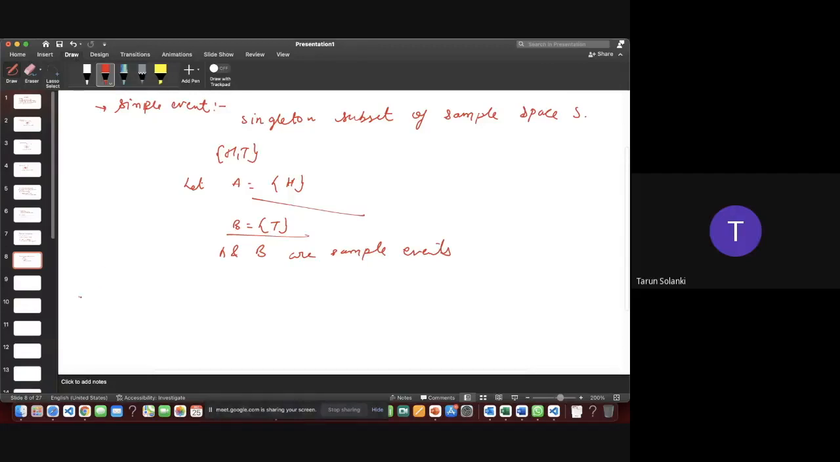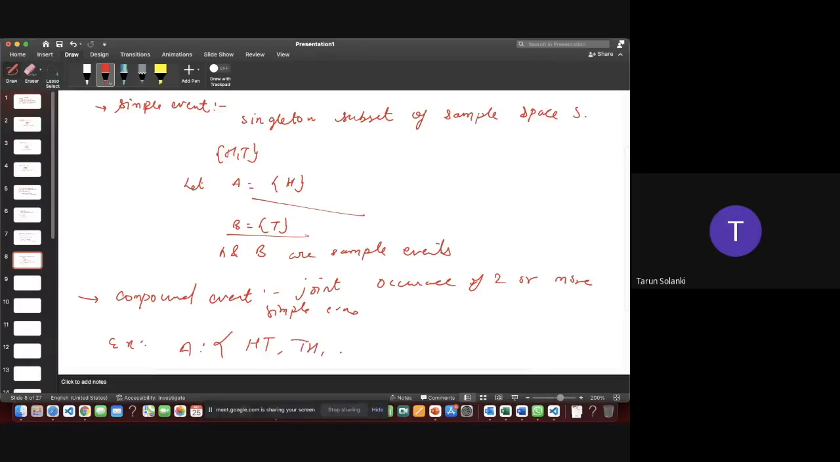With this, we are going to take the compound event. It is the joint occurrence of two or more simple events. Okay. For example, the event of at least one head appearing when two fair coins are tossed is a compound event. Means at least one head. That means the possibilities are head tail, tail head, and head head. Correct.